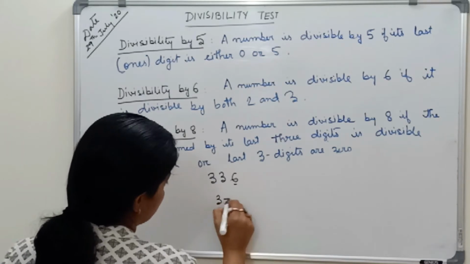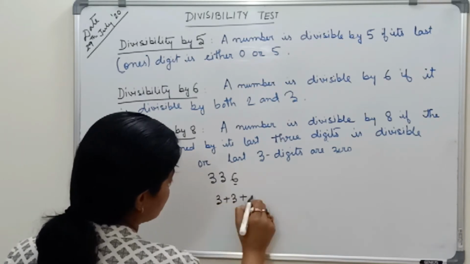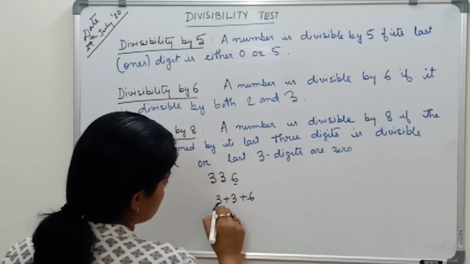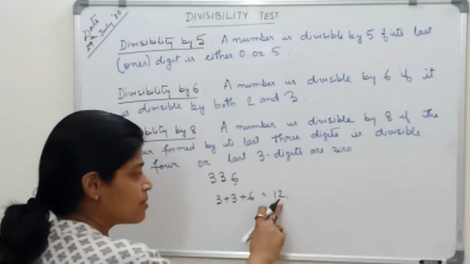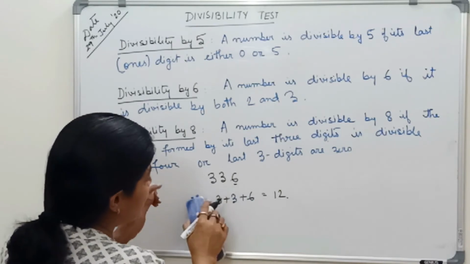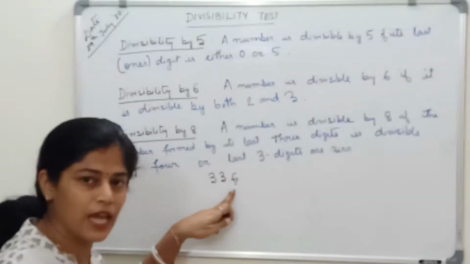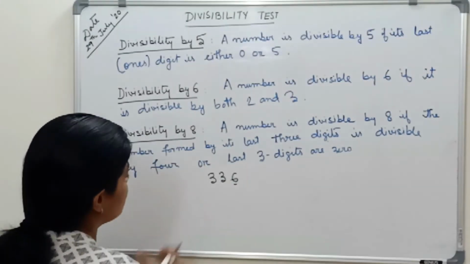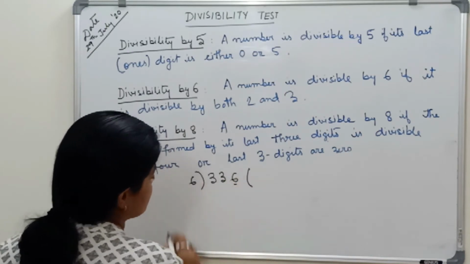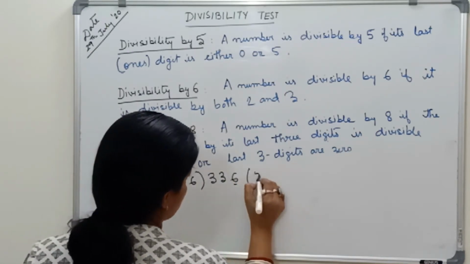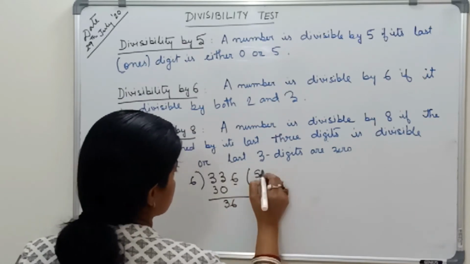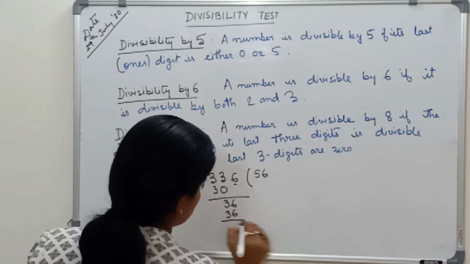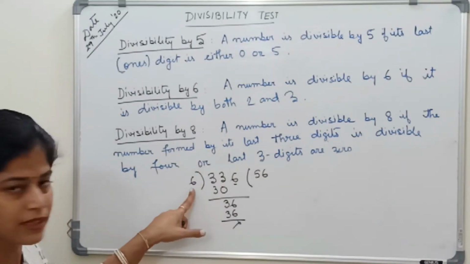And if I add all the digits, what comes? 3 plus 3 plus 6, 12. So 12 is divisible by 3. So this number is divisible by 3 and 2. So it will be divisible by 6. Let's check. 6 fives are 30. 6 sixes are 36. So this is exactly divisible by 6.